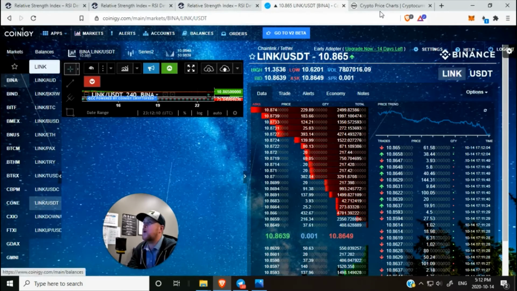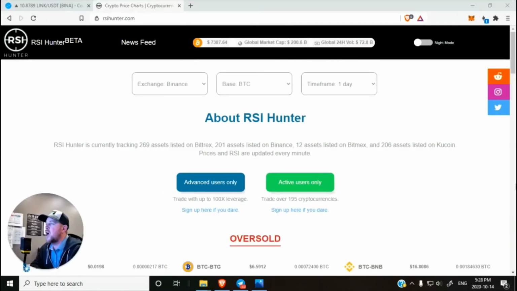And now we're going to take a quick look at RSI Hunter. Okay, guys, so this is your main page. You can sign up for a subscription. I personally don't have a subscription, so the link I leave will just be RSIHunter.com. But I use the exchange Binance. It's got lots of coins. It's got a lot of good information. And Binance is one of the bigger centralized exchanges.